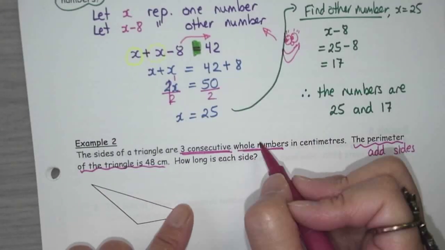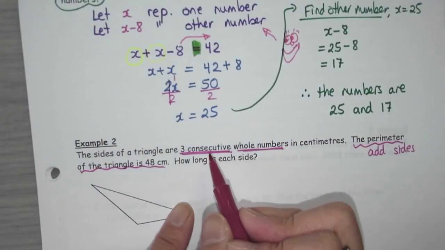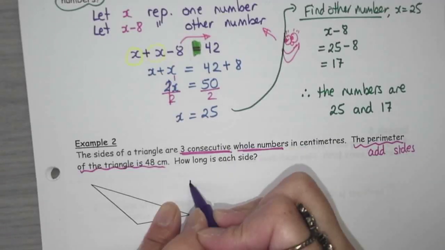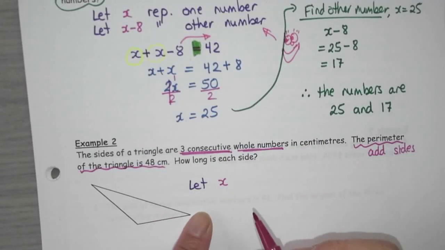Whole numbers begin with 0, 1, 2, 3, etc. So no fractions, no decimals. Consecutive means in a row. So what I'm going to show you here is let, and you're going to go x is going to represent one number.